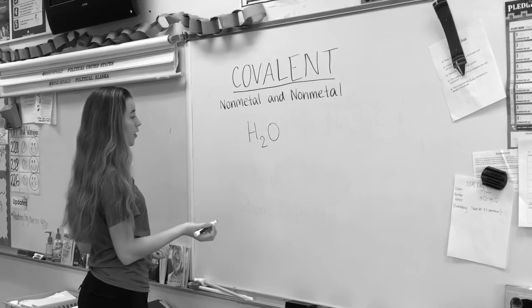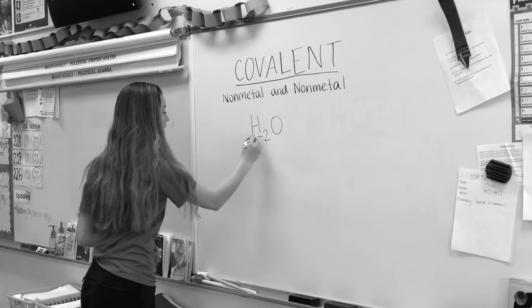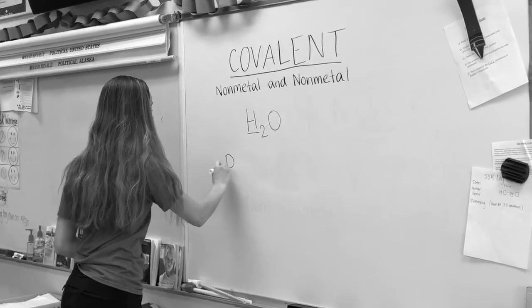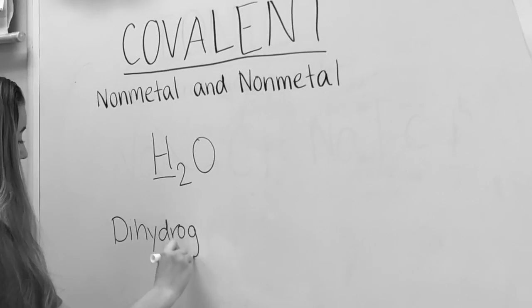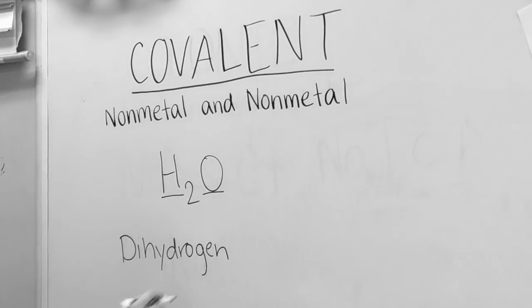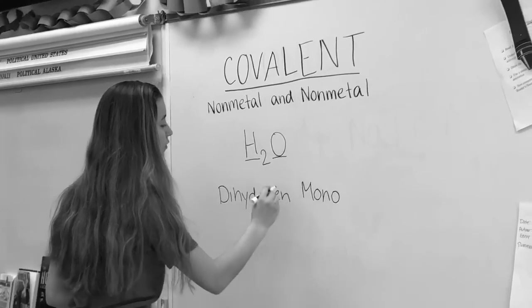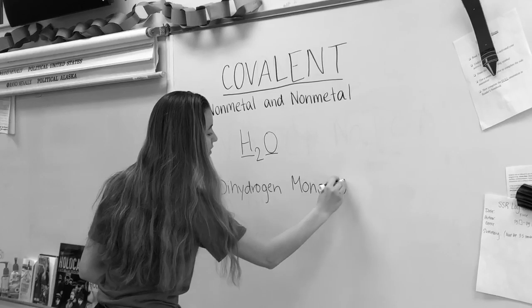So, when naming covalent bonds, we use number prefixes. For our first element, we have hydrogen, and we can see that there are 2 of them. So, we do dihydrogen. For our second element, we see that we have oxygen, and there's only 1 of them. So we use mono, and then like we do in ionic, we put an IDE at the end. So it becomes monoxide.